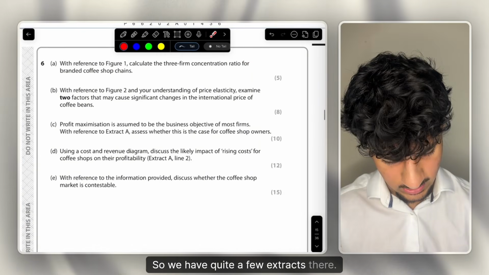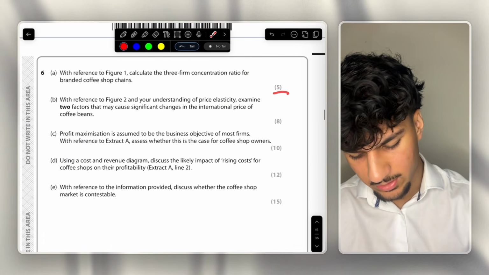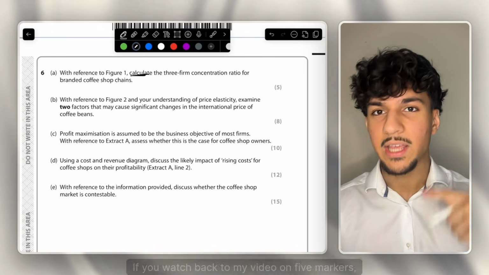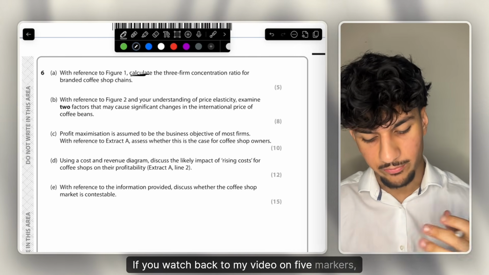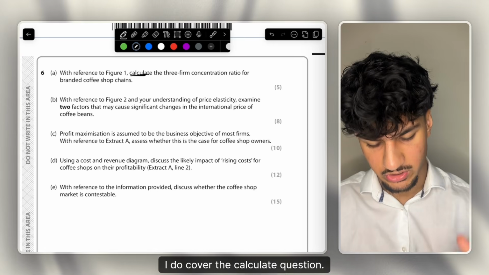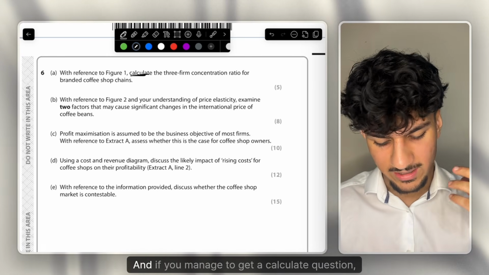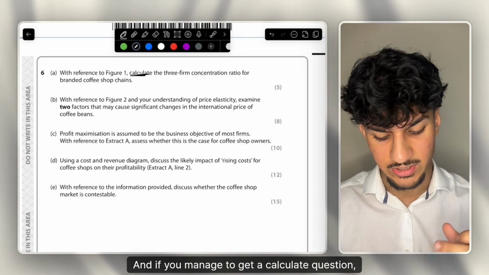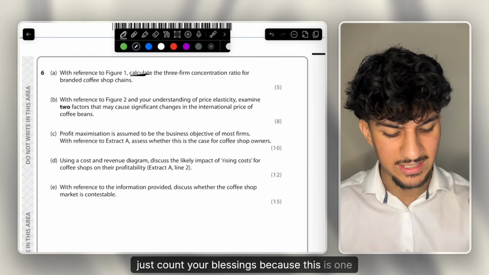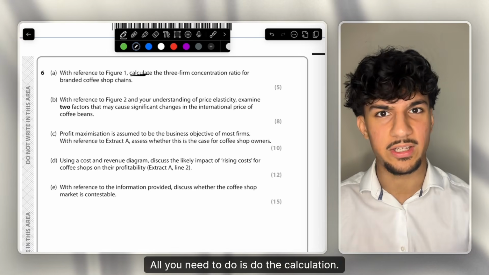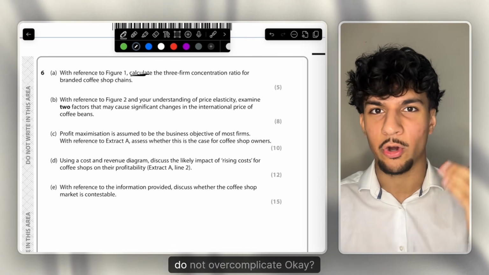So we have quite a few extracts there. Let's start with the 5 mark question. I can see it straight away. It's one of the rare 5 mark questions. If you watch back to my video on 5 markers, I do cover the calculate question. It's one of the most overcomplicated questions out of them all, and if you manage to get a calculate question, just count your blessings, because this is one question where you can save so much time. All you need to do is do the calculation, no economics theory, do not overcomplicate.